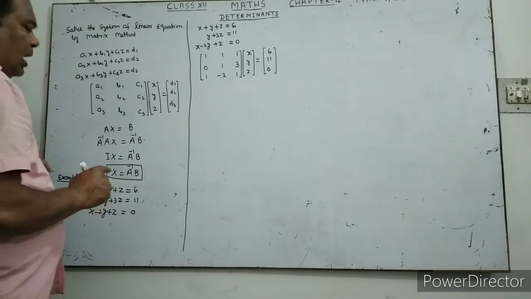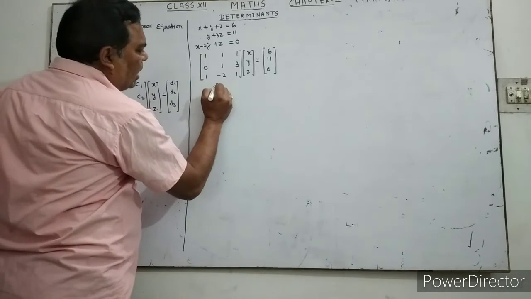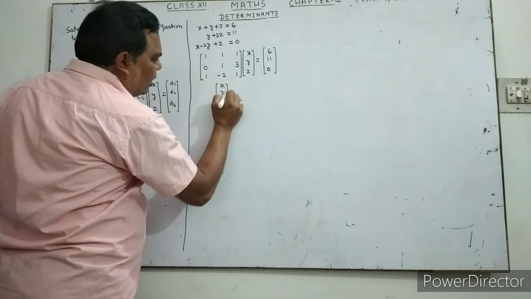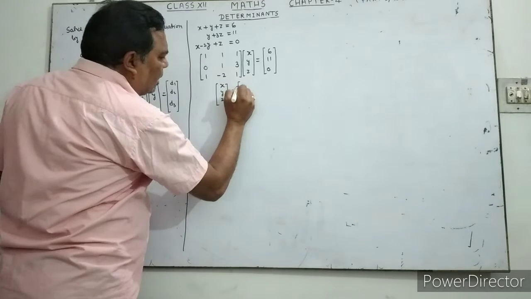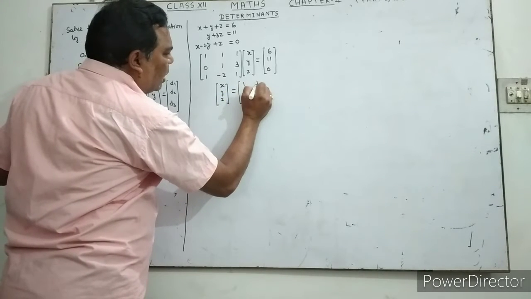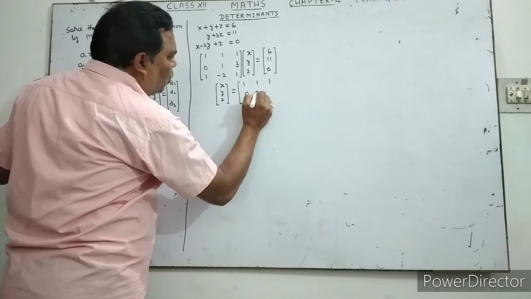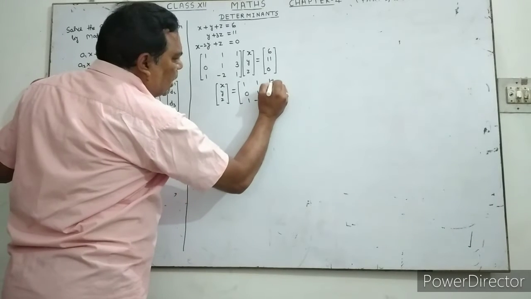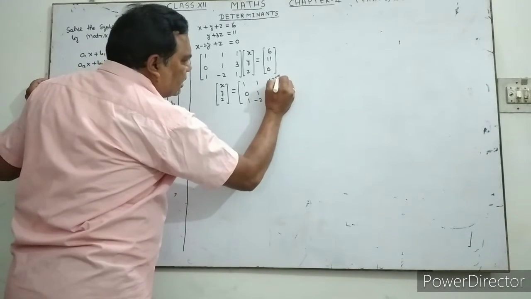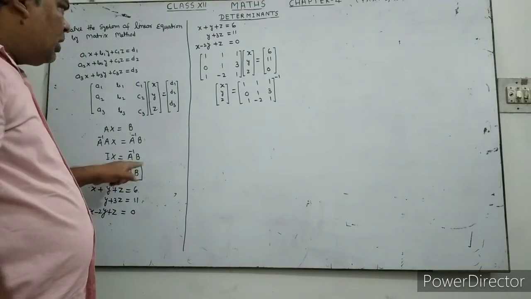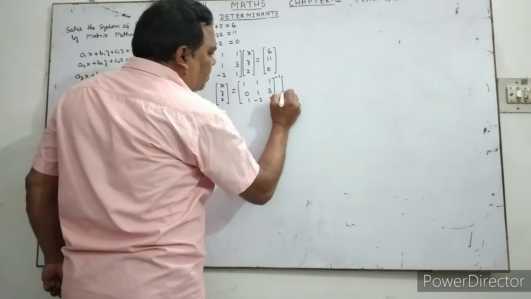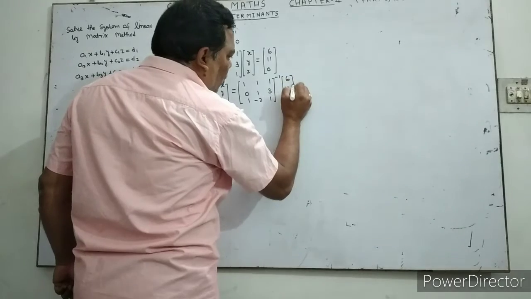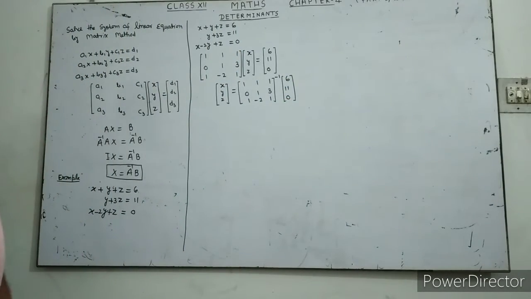Then what is the formula? X equal to A inverse B. Then by the formula, X, Y, Z equal to A inverse, with A being 1, 1, 1, 0, 1, 3, 1, minus 2, 1. You find the inverse A inverse, X equal to A inverse B, and B is 6, 11, 0. Now, you find the value of A inverse.